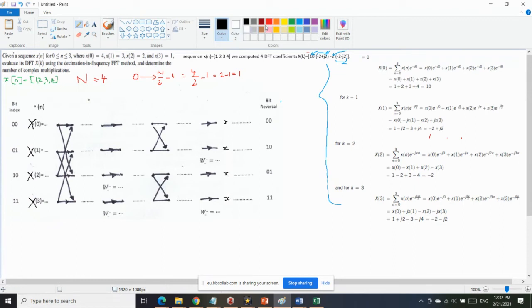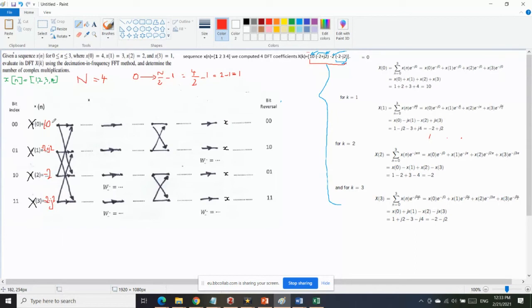Alright. So what is the coefficients هم 10, minus 2 plus 2j, yeah ولا j2, minus 2, minus 2, minus j2. اوكي.